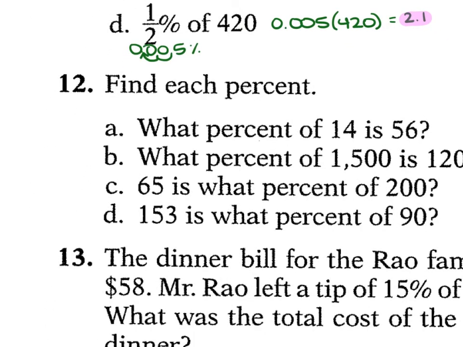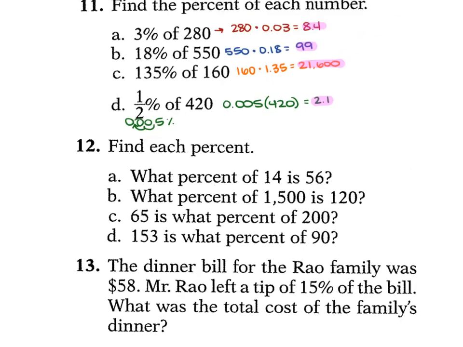So our next part, we're finding each percent. This especially is a good thing to use: is over of is equal to percent over 100. For A, it says what percent of 14 is 56. So if we use is over of is equal to percent over 100, we can set up a proportion in order to find that answer. So I'm just going to move this over here.